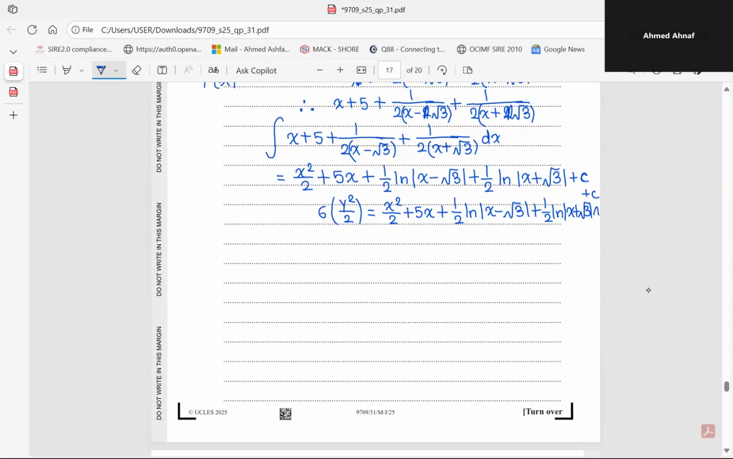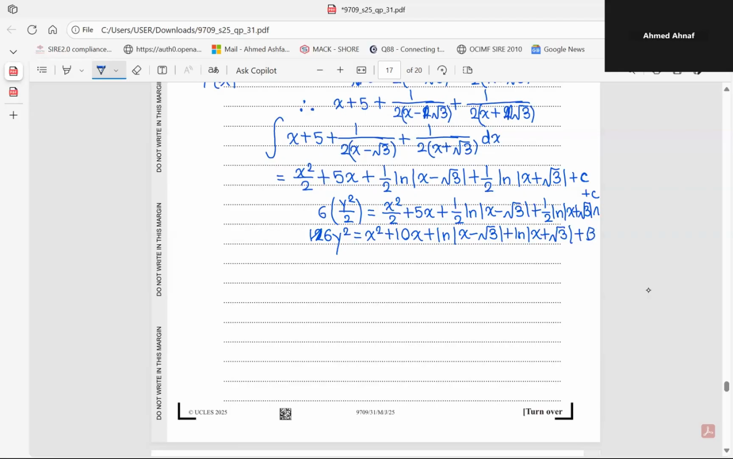Okay, let's multiply both sides by 2. So we would get 12. We'll get 6y squared equals x squared plus 10x plus ln(x minus square root 3) plus ln(x plus square root 3) plus 2c, which we can just write as b.